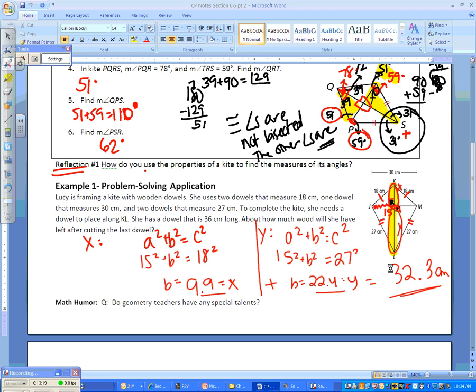All right, so those are the two things we're doing with the kites, talking about the angle measures and talking about the side lengths.